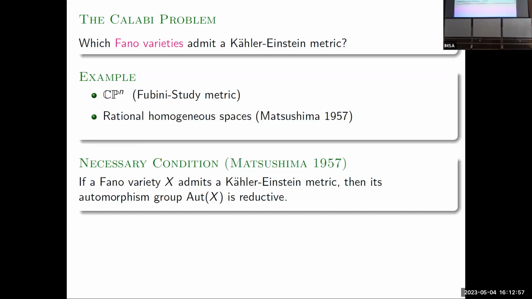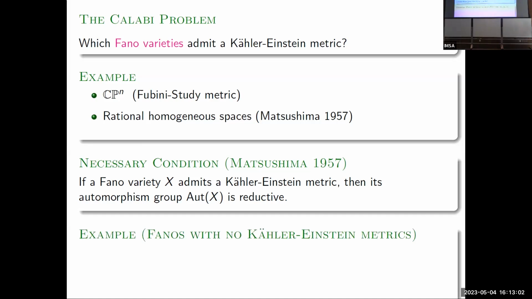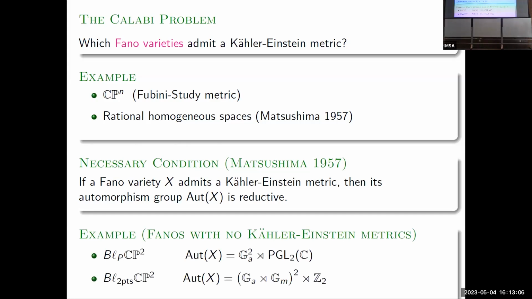So this allows us to construct the first non-examples, Fanos with no Kähler-Einstein metric. For instance, as I mentioned yesterday, you can take the blow up of P2 in 1 or 2 points. I wrote here the automorphism groups of these varieties, and you see that they have this G_a factor, so they're non-reductive, and so these surfaces do not admit Kähler-Einstein metrics.